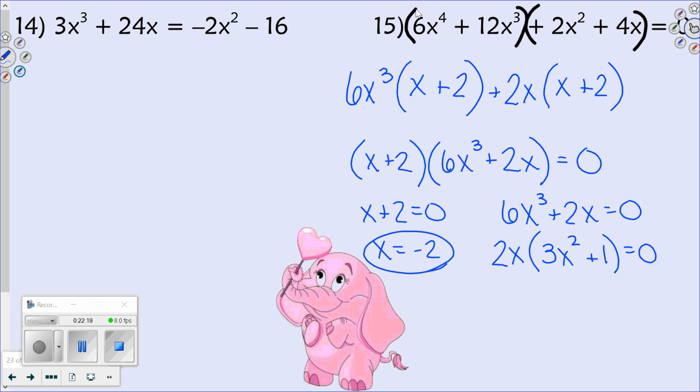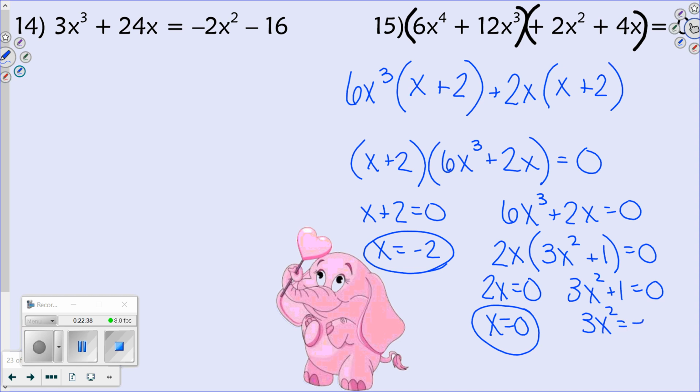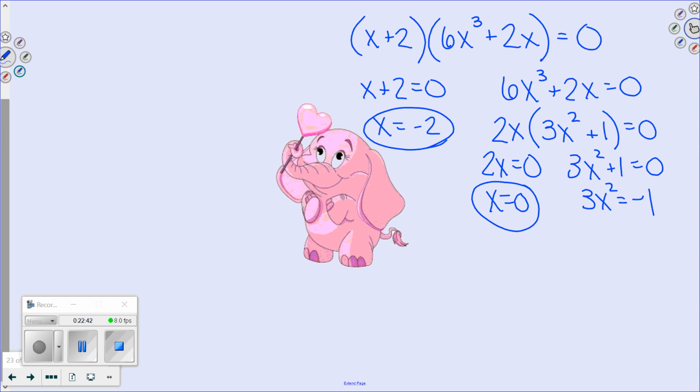So when I solve this, we get 2x equals 0 and 3x squared plus 1 equals 0. So yeah, baby brother is going to give you an answer of 0. He is an answer. And then 3x squared plus 1, we'll have to subtract the 1. Divide by 3. So x squared equals negative 1/3.